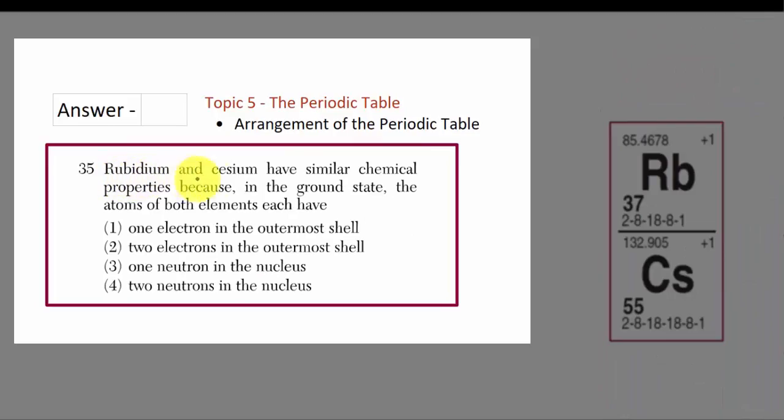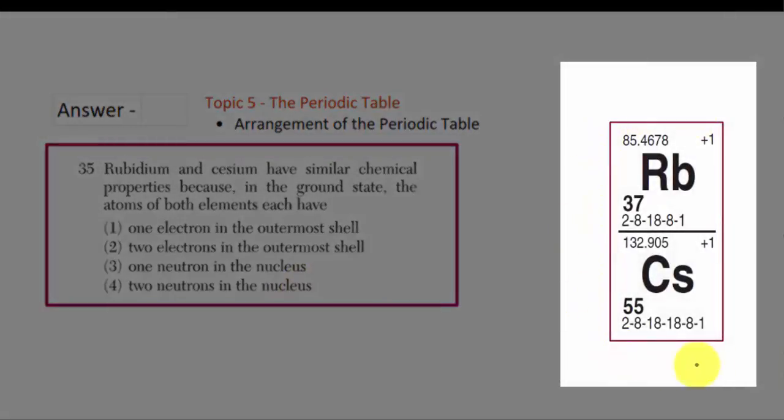Question 35. Rubidium and cesium have similar chemical properties because, in the ground state, the atoms of both elements each have what? We have 4 choices to choose from here. 1 electron in the outermost shell, 2 electrons in the outermost shell, 1 neutron in the nucleus, or 2 neutrons in the nucleus. Well, let's take a look at these 2 elements in the periodic table. Here's rubidium and cesium. They live one right on top of the other. They're in the same column together.